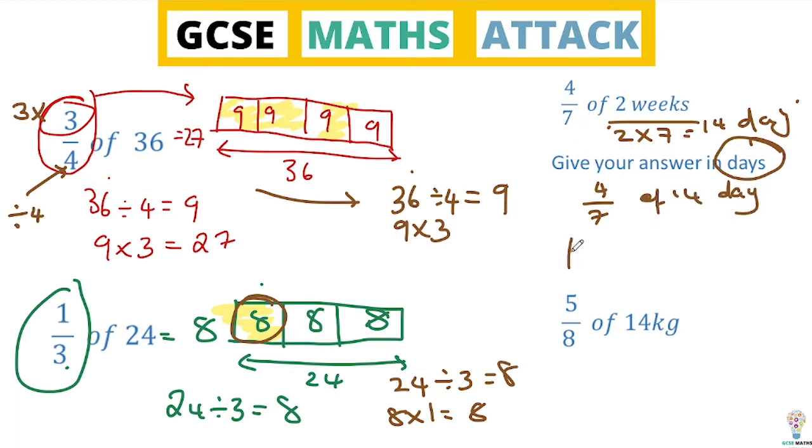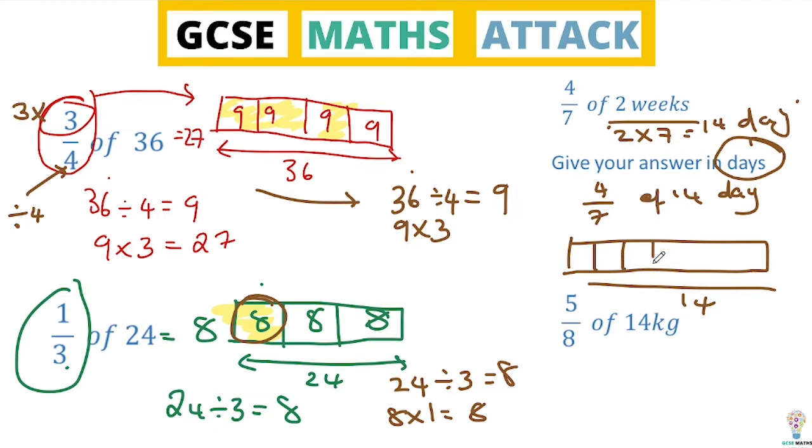First thing I'm going to do is draw my bar. I know my bar is worth 14. I'm going to split it into 7 equal pieces. So that's 1, 2, 3, 4, 5, 6, 7. And I'm going to do 14 divided by 7, which is equivalent to 2. Each one of them is 2. And I need to work out 4/7. So I can do 2 times 4, which is 8. So I know that it's going to be 8 days.